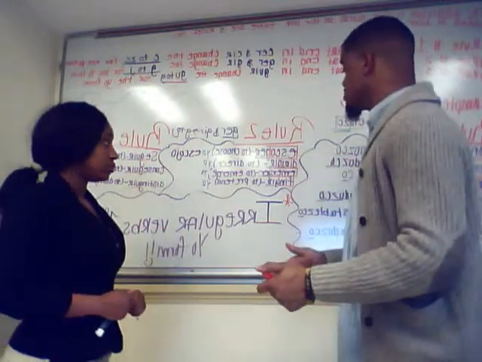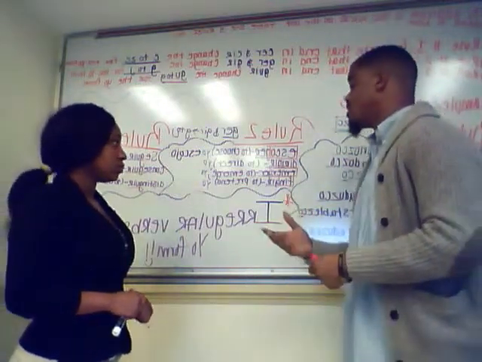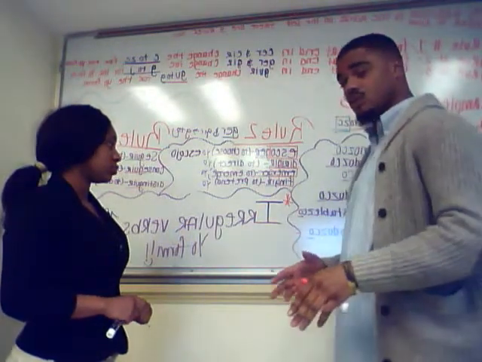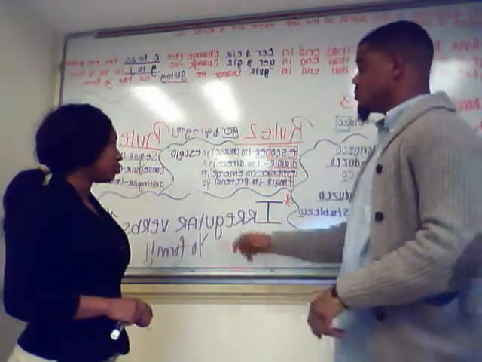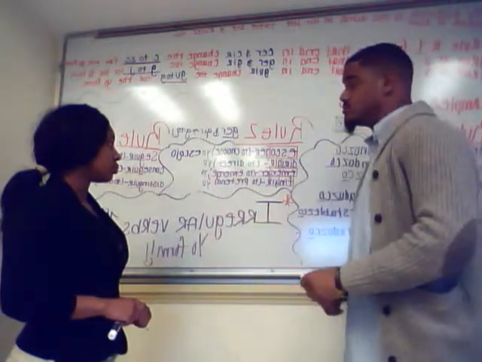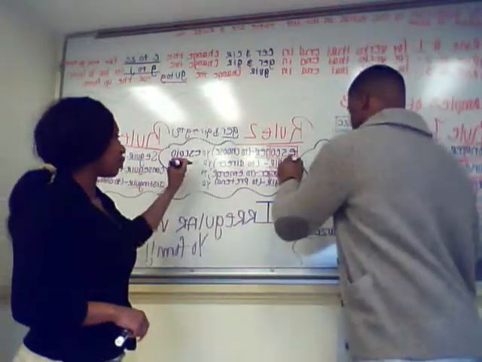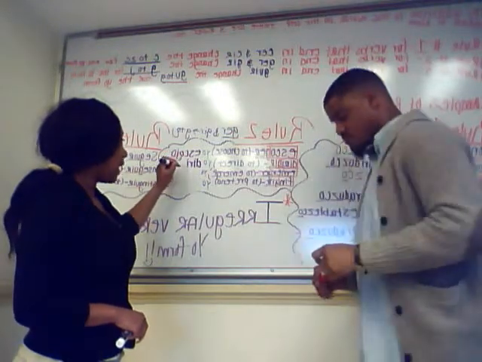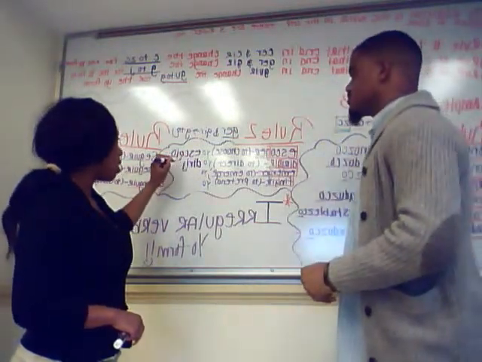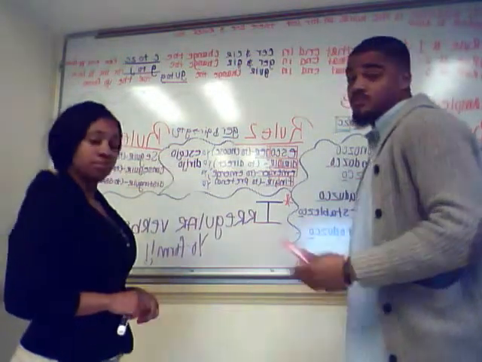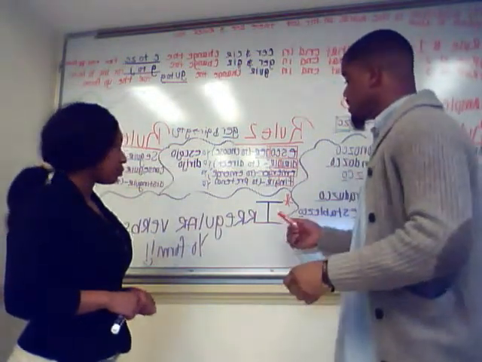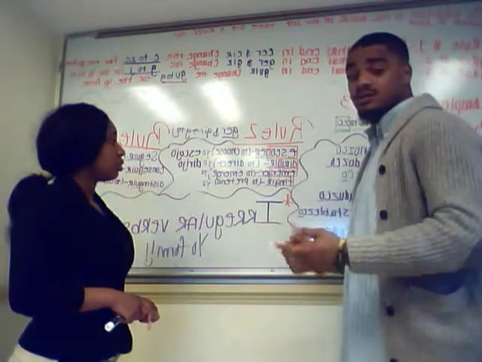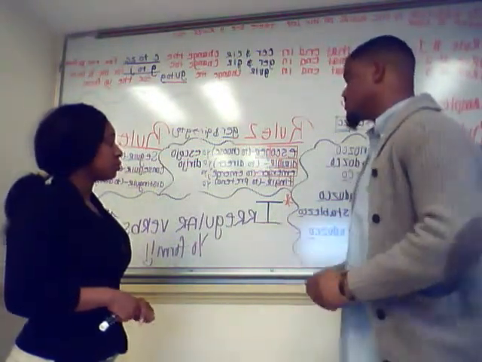Alright, the next word is going to be DIRIGIR. I is what we're going to keep, and the GIR is what we're going to take away. So, like Paige said, we always start off with the yo. Alright, and now what we're going to write in is DIRIJO. Plain and simple, right?